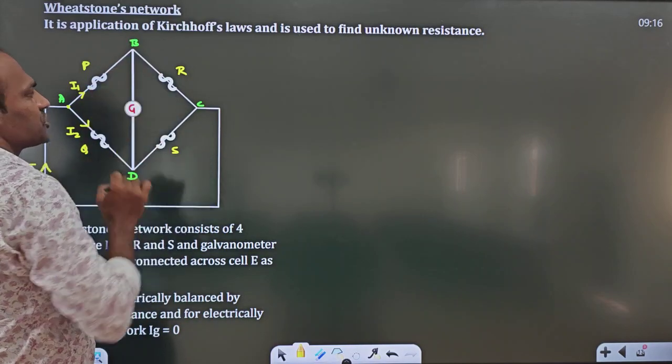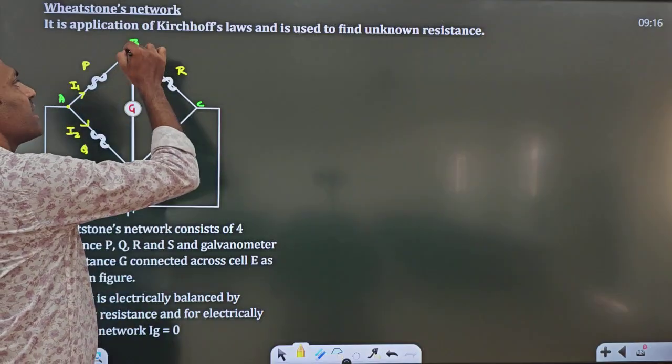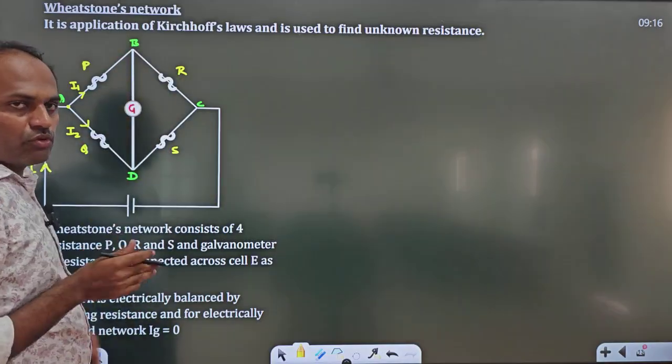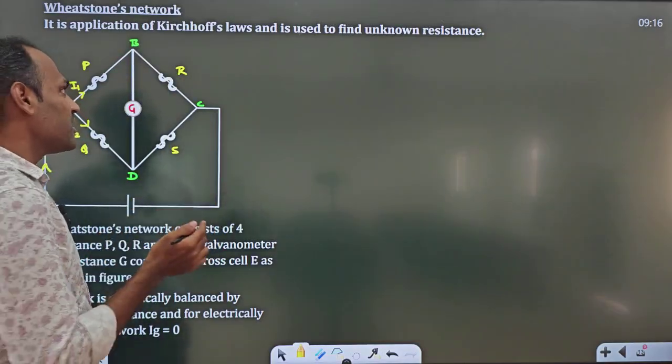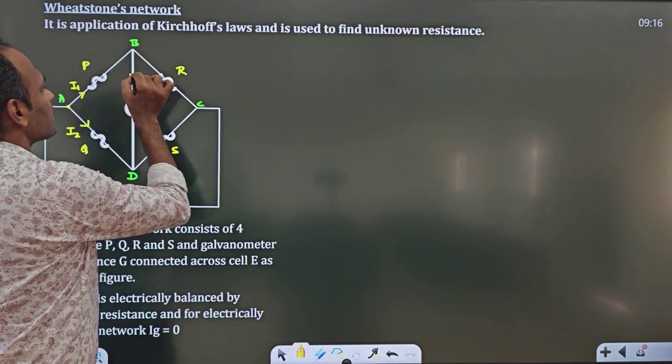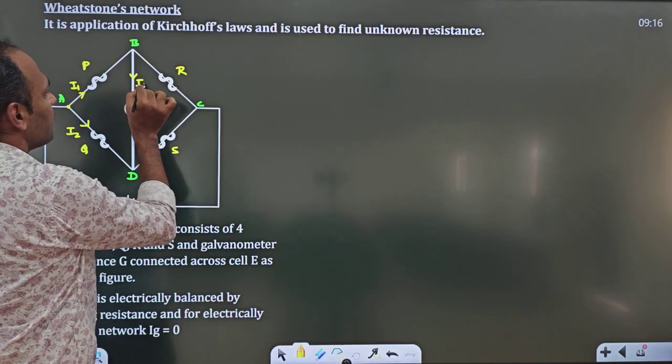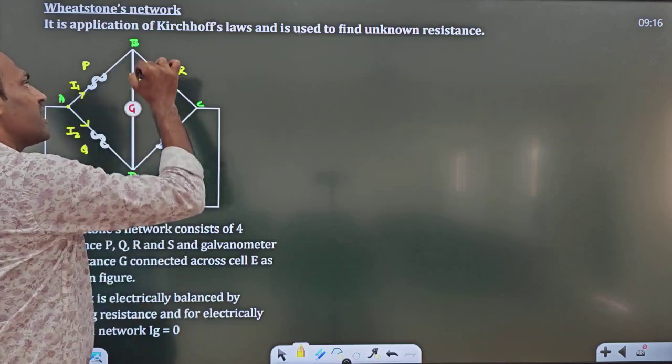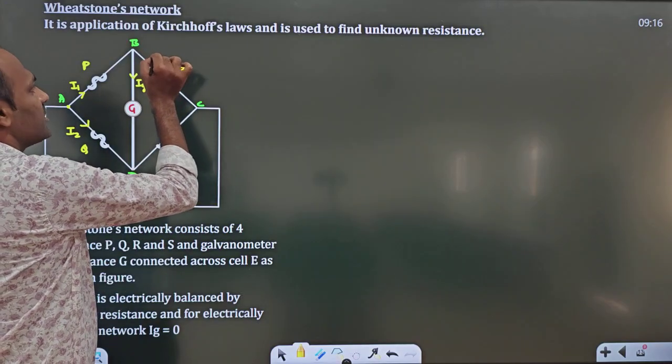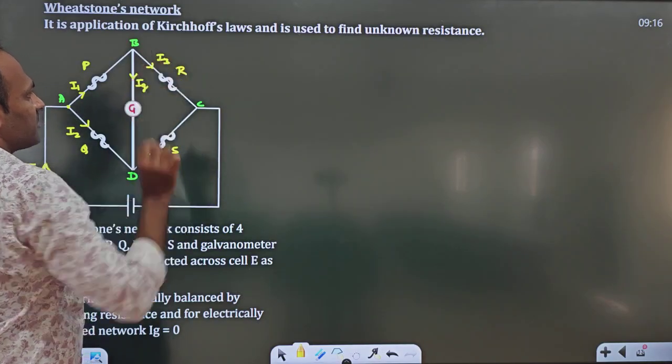I1, after coming to junction B, has again two paths further. So again it divides into two parts. The current in this branch, I will call it IG, and the current in this branch, I will call it I3.